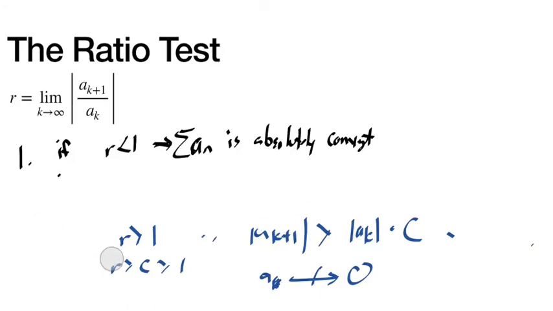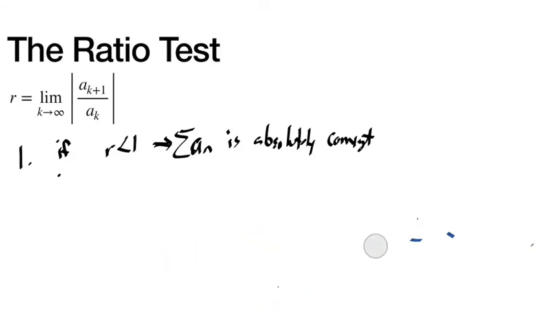But what about if it's less than 1? Why does it have to be absolutely convergent if it's less than 1? The answer comes in the geometric series test. What we're doing is comparing this series to a geometric series. And so the big idea is this.